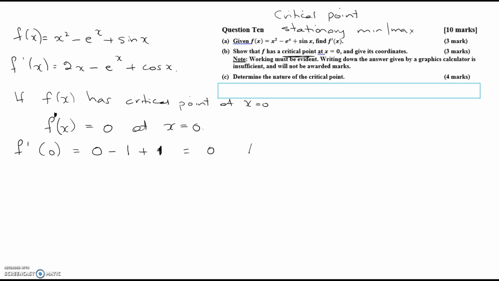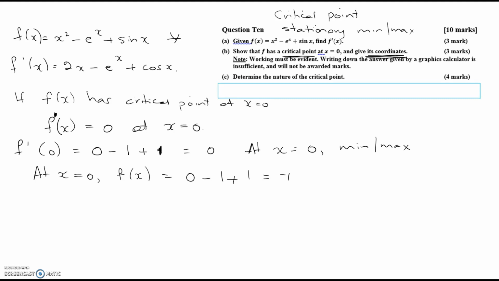So therefore, at x equals 0, there is a minimum or a maximum or some kind of critical point. Okay, we do need to find the coordinates. So we've found the x, but we need to find the y. So at x equals 0, f of x. Now that means we go back to the original and put it in. So we'll have 0 minus 1 plus, now sine of 0 is 0, so the answer is negative 1. So our coordinates are 0, negative 1.